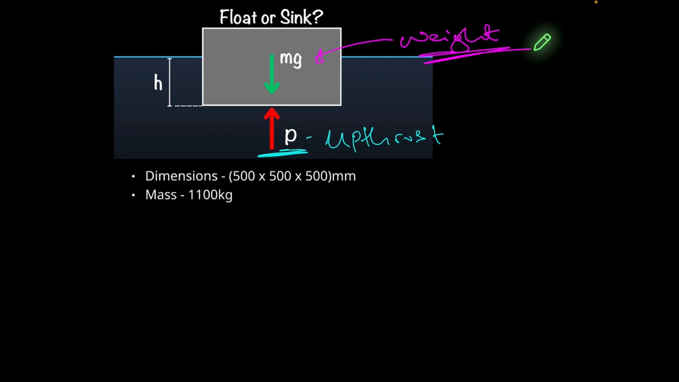Now, to prove whether or not the object that we have here will float or sink, we're going to have to consider those two quantities very carefully. And if our upthrust is greater than our weight when we do our calculations, then we know that this object will float. But if our upthrust is not greater than our weight, then we know the object will sink. So let's get into how we would determine that.